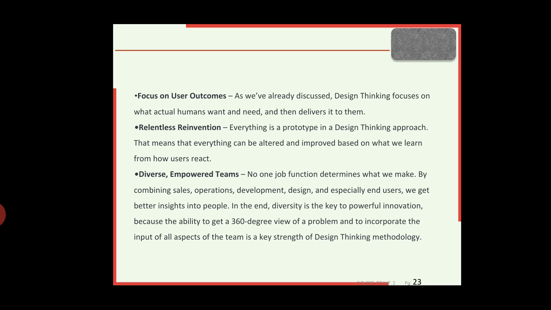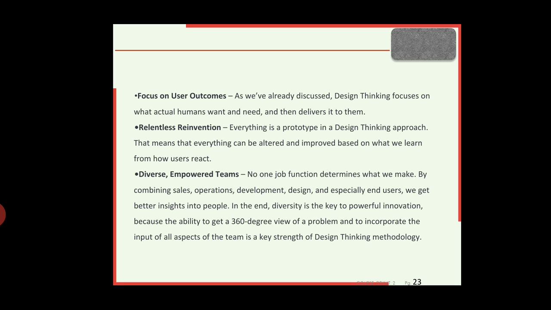By combining the salespersons or whoever it may be, the operations, how the operation will be performed and how the development will be done with a particular product, and we want to design the product, and especially what the end users think about that particular product. We get better insights into the people, what the user needs. In the end, diversity is the key to powerful innovation.